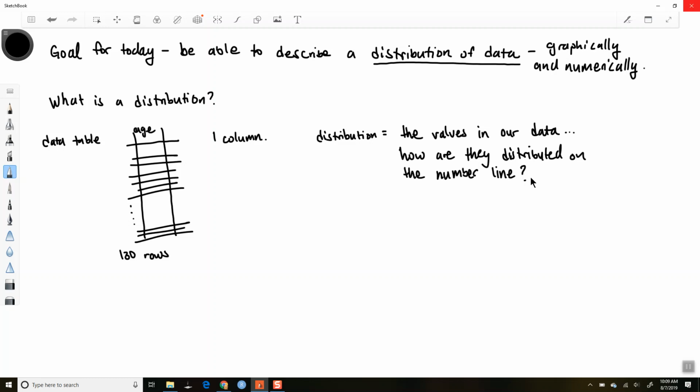What other values might we see? 19, 21. All right, who thinks they are the youngest person in the classroom? I don't know. Anybody? How old are you? 17. Anybody beat 17 for the youngest?